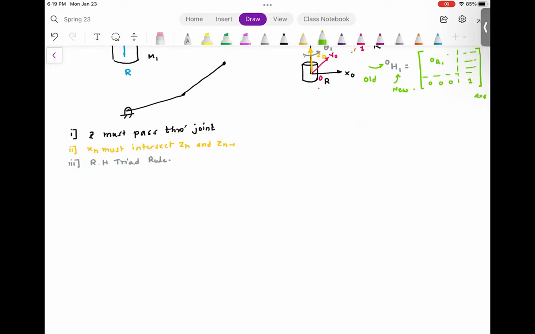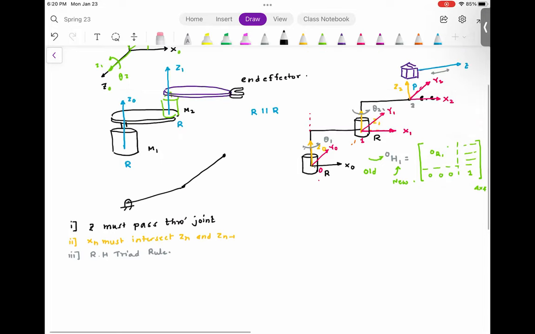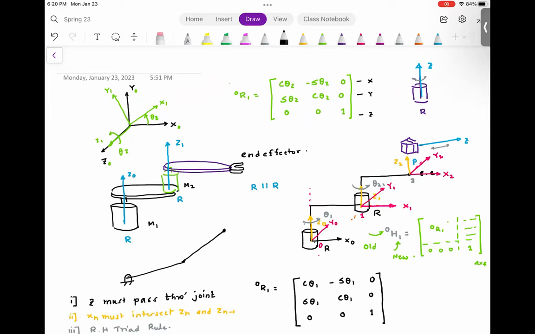Now, I want everyone to pay attention. For this first problem, I'm going to go in super basic. So, first, I'm going to formulate the rotation transformation 0, R, 1. The 0, R, 1 transformation is the rotation of frame 1 with respect to frame 0, and that is given as cosine theta 1, minus sine theta 1, 0; sine theta 1, cosine theta 1, 0; 0, 0, 1. Everyone agrees this is the same rotation transformation that we have derived in previous class. Can you see that rotation transformation 0, R, 1 is the same rotation transformation I have written over here.